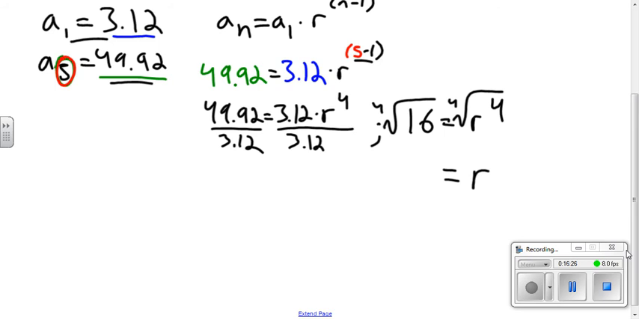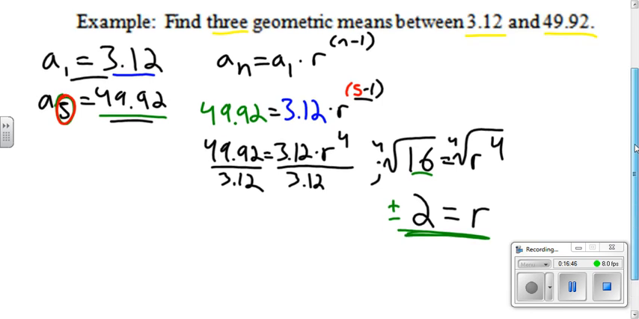But when you punch the 4th root of 16 into your calculator, it'll probably just give you 2. But we know that it's positive or negative 2, because negative 2 to the 4th power would also give you 16. So our r could be two possible things. It could be positive 2 or it could be negative 2. And that's very important to keep in mind.